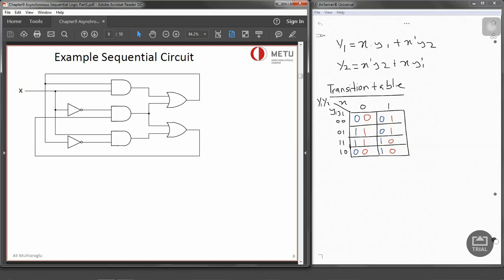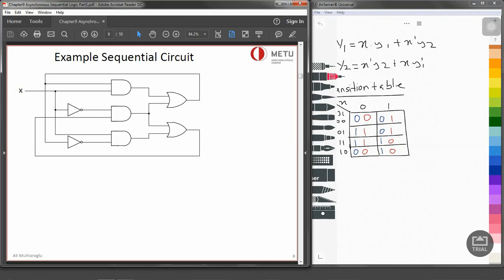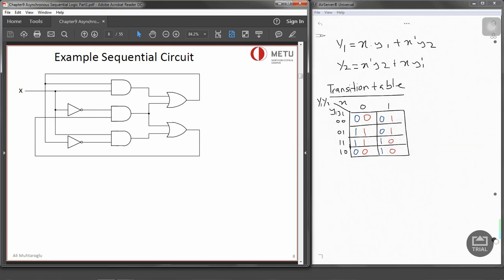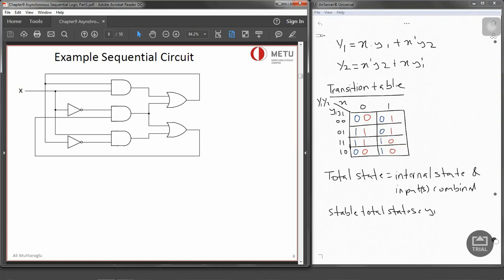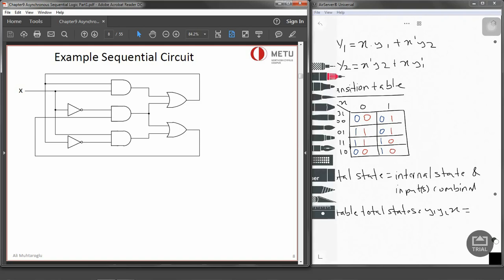Now, what we can say about this transition table is we have got the internal states and the inputs combined together, and we call that total state. So the total state is internal state and inputs combined. Stable total states are y1, y2, x, so to find the stable states, that means the present state and the next state have to be equal.